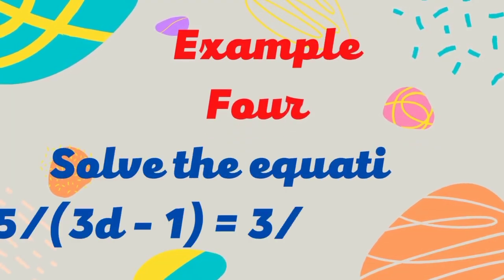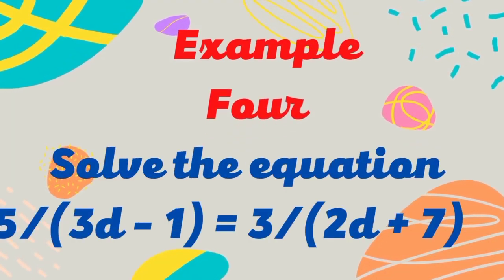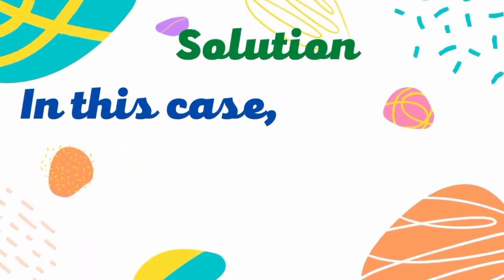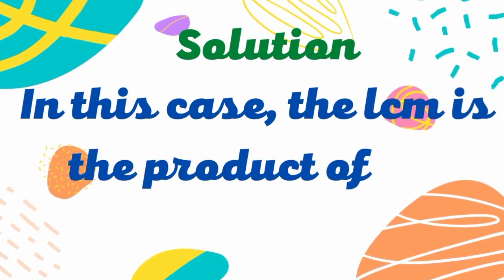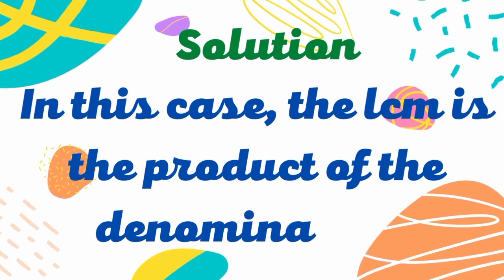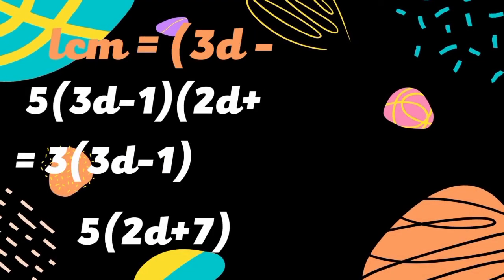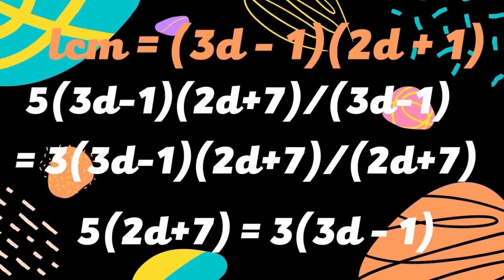Now let's take a look at example 4. In this example 4, we have a more complicated problem. It says solve the equation 5 over 3d minus 1 equals 3 over 2d plus 7. Here, your LCM will be the product of the two denominators. Again, let me remind you that you can also solve this problem using cross multiply. So if you don't like the LCM procedure, you can use the cross multiply technique.